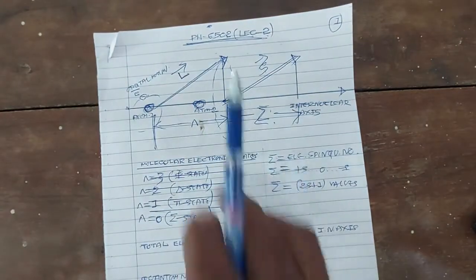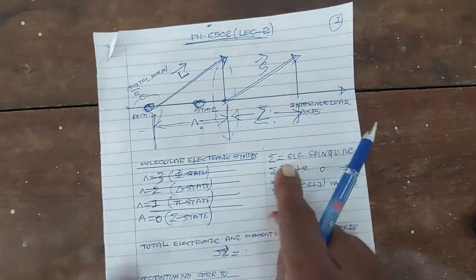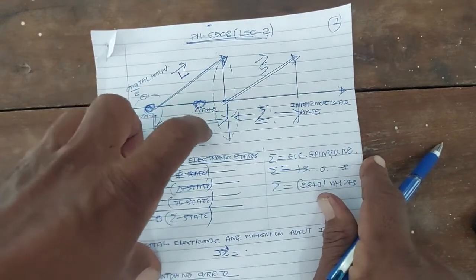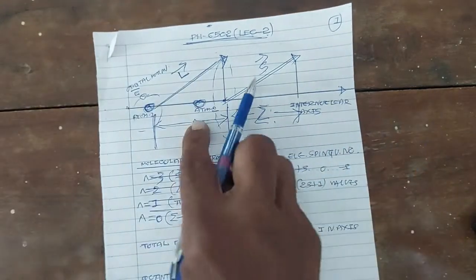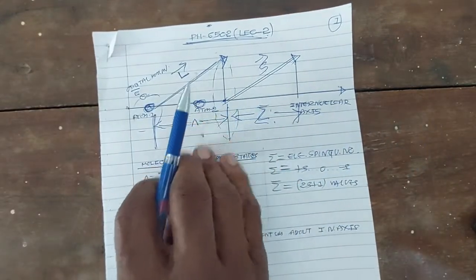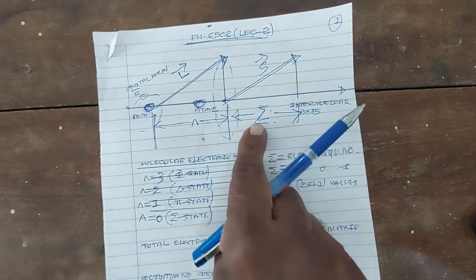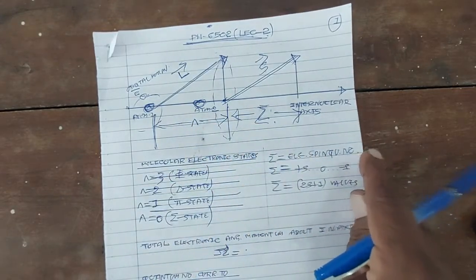This sigma is called the electronic spin angular quantum number. This lambda is called the electronic orbital angular momentum quantum number. Sigma is called the electronic spin angular quantum number, right?